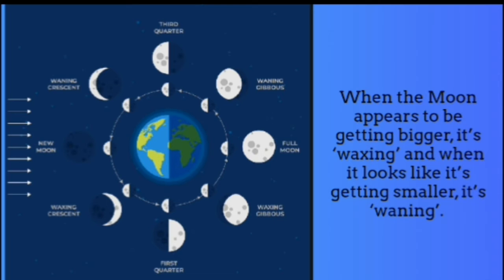When the moon appears to be getting bigger, it's called waxing, and when it looks like it's getting smaller, it's called waning. These are the different stages that appear at each quarter of the phase cycle. Hope you have understood the different phases. That's why we can see the moon in a different shape daily. If you observe daily, the shape of the moon goes on reducing, and there will be one day where there will be no moon, and one day it will be a complete moon again.